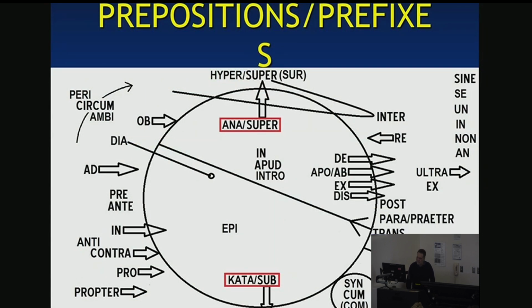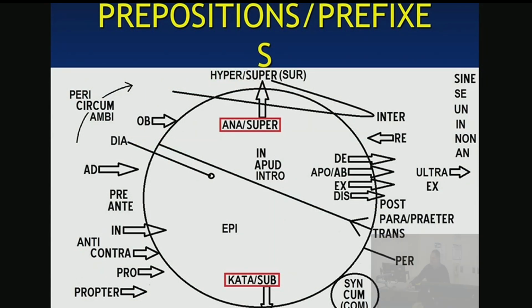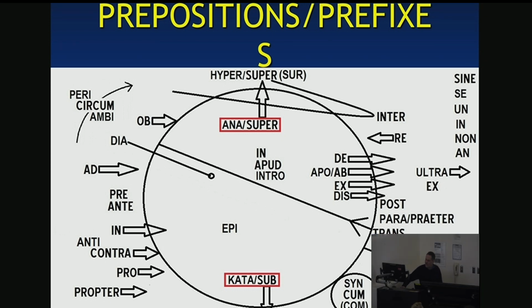Okay, so now these are also inside the circle, but now they start inside the circle and now they go outside of it. But not just as simple as out of the circle or away from the circle, like the other ones we just looked at, but specifically above the circle and below the circle.